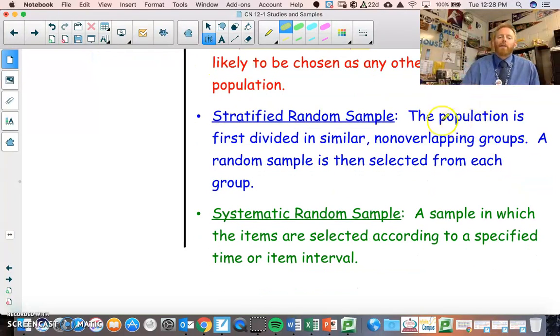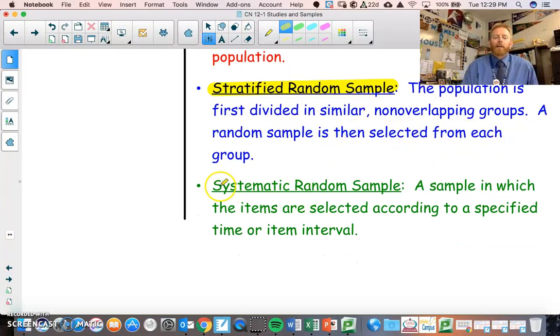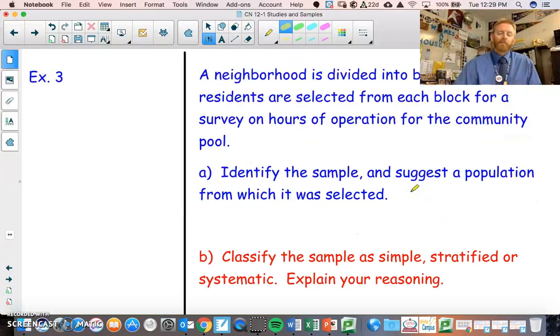A stratified random sample is when we take our group, our population, and we divide it first into a smaller group and then randomly pick people. And then our systematic random sample is when there's some sort of a system. Like the previous example, it said every 5th person, or maybe if it was every 5 minutes somebody gets picked. If there's some sort of a system that helps you to decide how the person is getting picked, that is the systematic random sample. So here's our example involving that information.